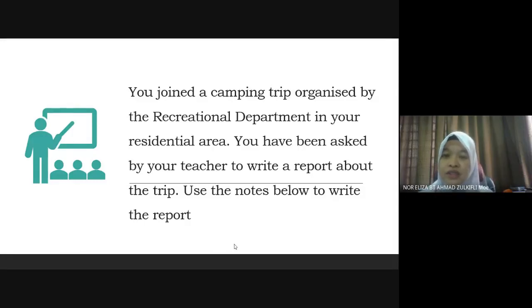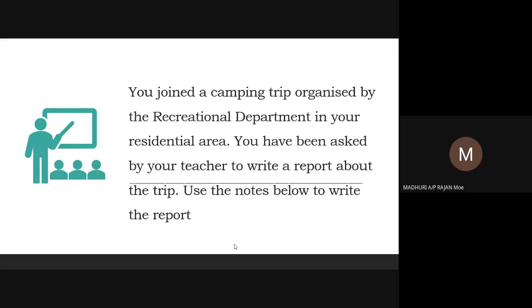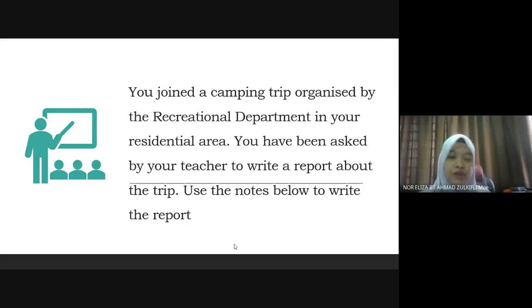What is a residential area? What is residential area actually? Housing area. Housing area, very good. And then your teacher has asked you to write a report about the trip. Okay, so there you have the question.